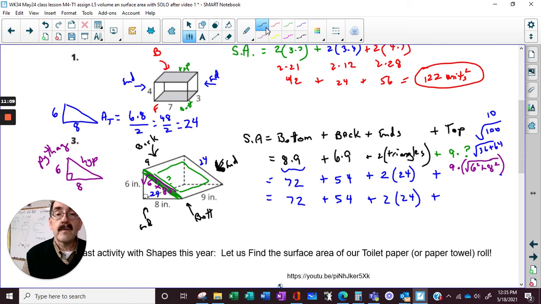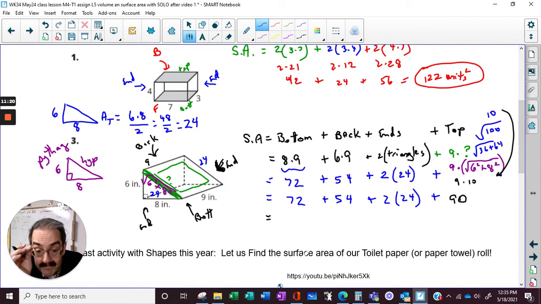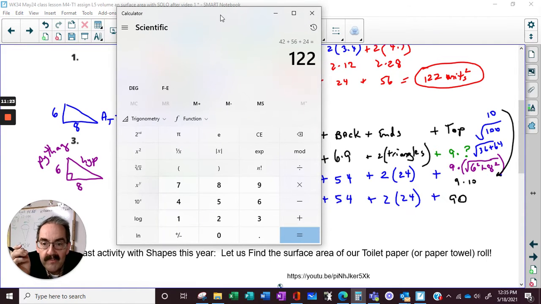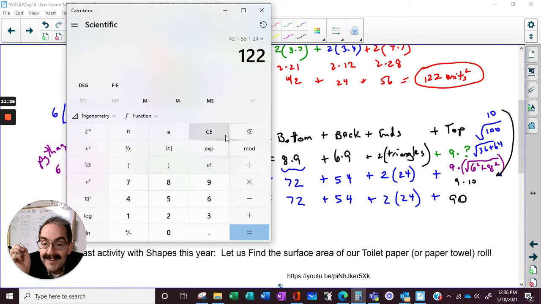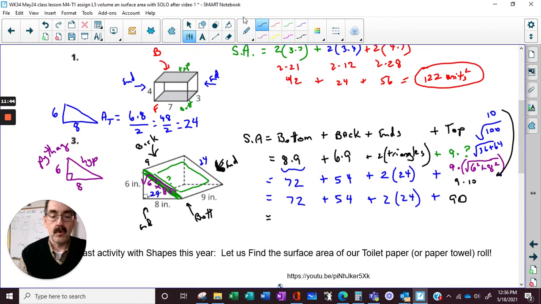Okay, so now 9 times 10, which gives us 90. Let's grab our calculator. We're putting everything from the entire year in this problem. Isn't that exciting? And it's real world. 72 plus 54 plus 48. 2 times 24 is 48 plus the 90. 264.